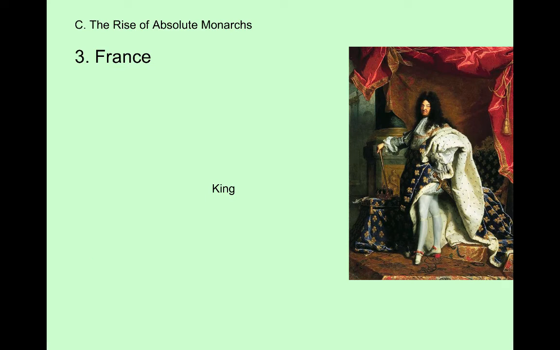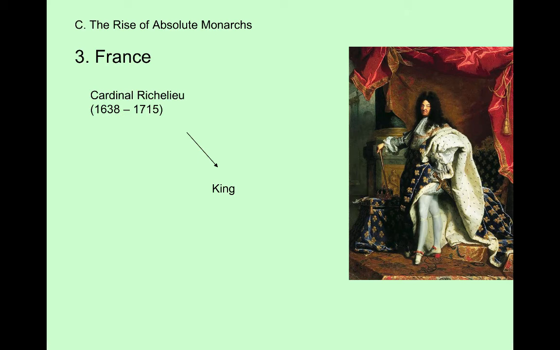Another country that is able to have an absolute monarch is France. At the end of period 3, we talked about the 100 Years' War, and the kings of France were able to use that war to start centralizing control over their own country. And they did that just like the kings of Spain by directly taxing the people, making the nobility less and less relevant.